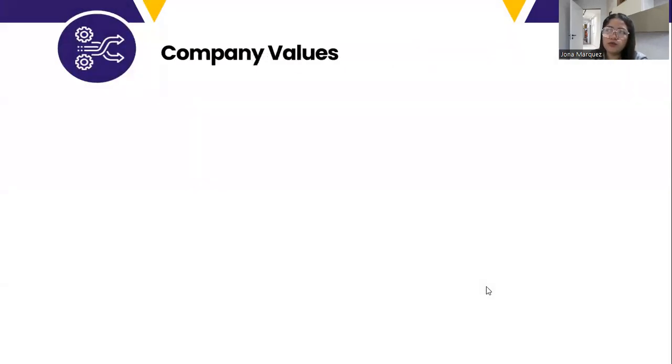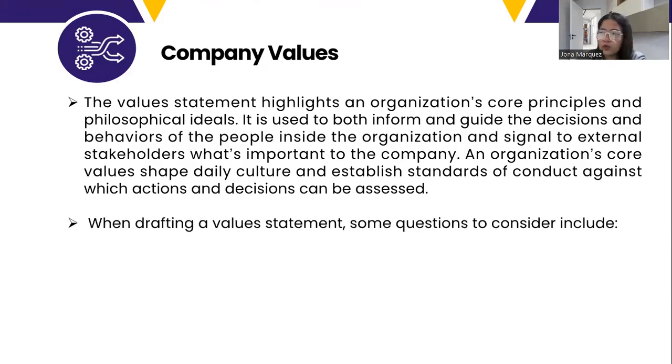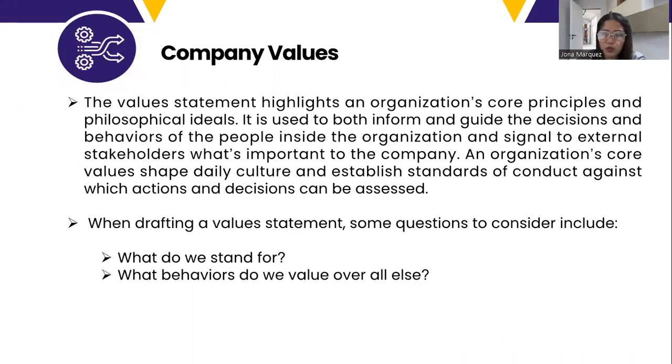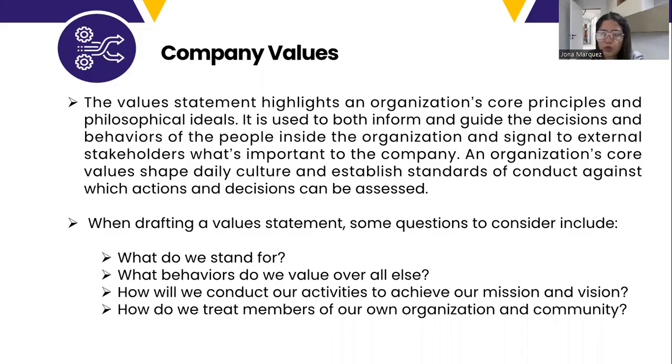Now let's proceed with the value statement. This highlights an organization's core principles and philosophical ideas. It's used to both inform and guide the decisions and behavior of people inside the organization and signal to external stakeholders what's important to the company. So usually it answers the questions, what do we stand for? Another is, what behaviors do we value over all else? How will we conduct our activities to achieve our mission and vision? And last is, how do we treat members of our own organization and community?